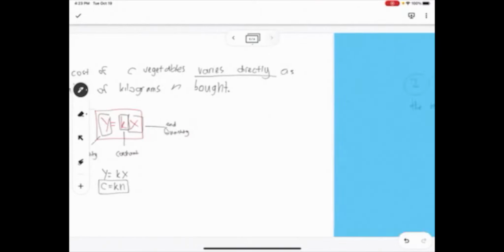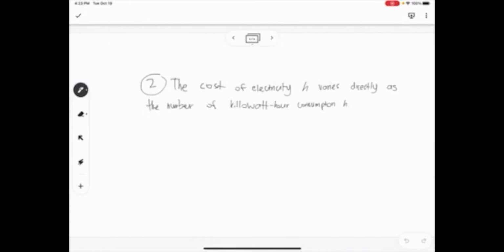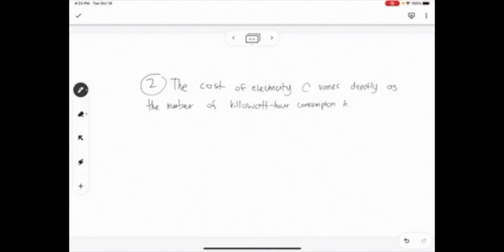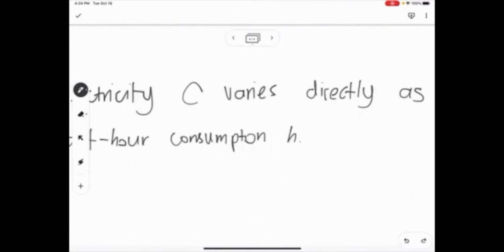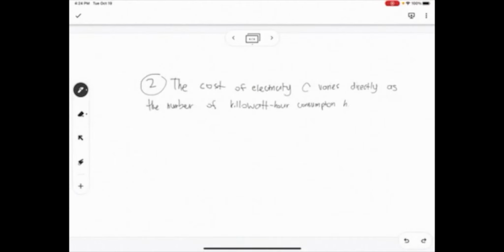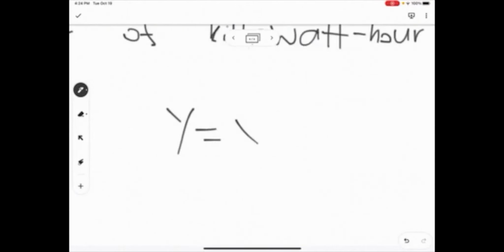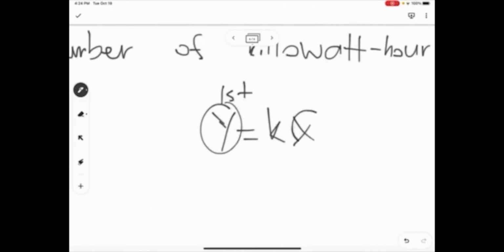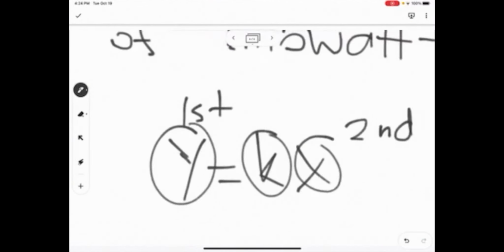Let's try another one. The cost of electricity, C, varies directly as the number of kilowatt-hour consumption, H. Sorry, let me just fix that. The cost of electricity, C, varies directly as the number of kilowatt-hour consumption, H. Now, if you remember what we did last time, we have to check whether it is inverse or direct. It says here varies directly. So, we're going to be using the formula, which is y equals kx. This is the first quantity, this is the second, and this is the constant.